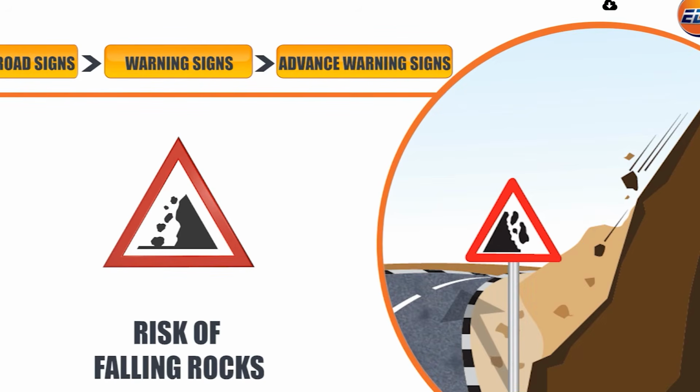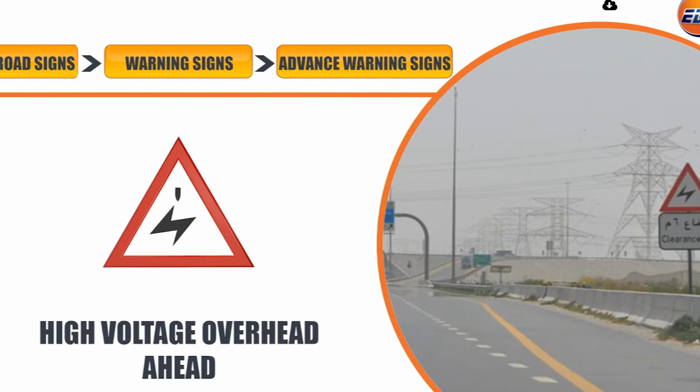Risk of falling rocks. The sign alerts the driver that there is a risk of falling objects, mainly rocks. It can be seen in hilly areas or construction sites. Motorists should maintain safe distance and be cautious while driving in such areas. They should also avoid parking nearby. High voltage overhead. This sign alerts motorists about the high voltage cables running overhead on the road. Motorists must check the height limits, avoid parking or stopping, and loading or unloading their vehicles in such areas.